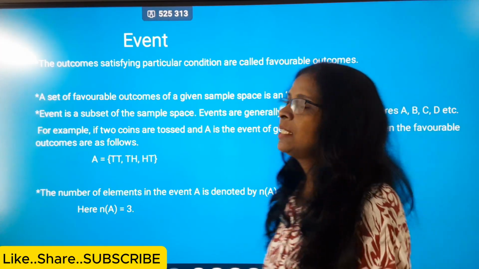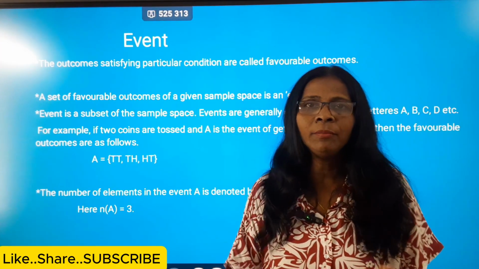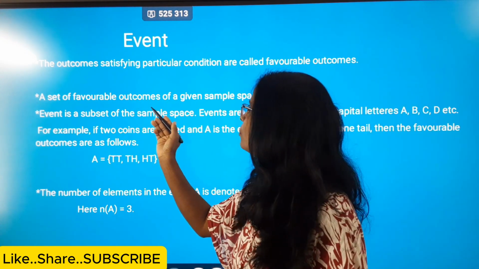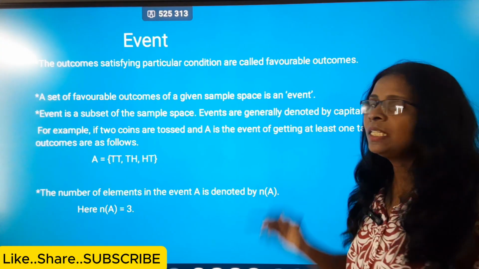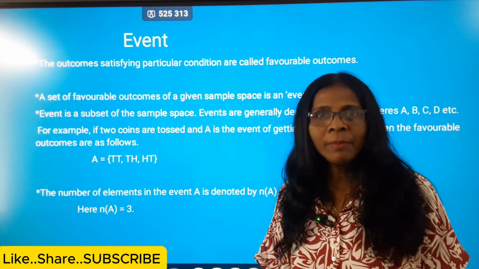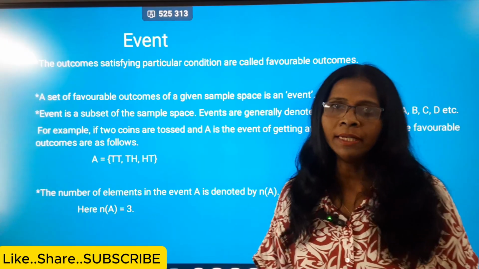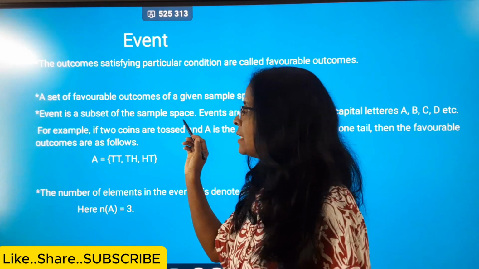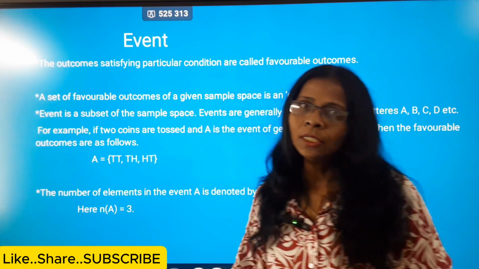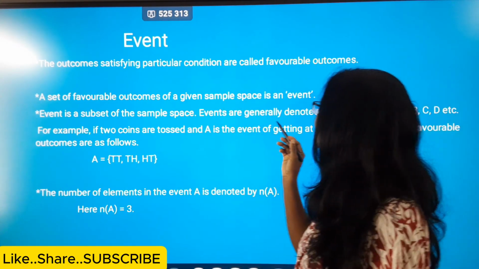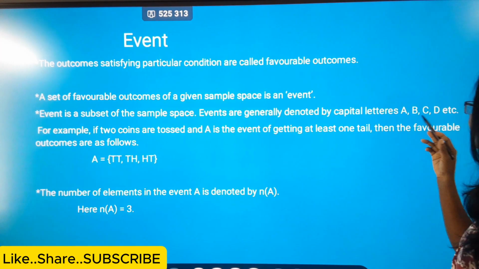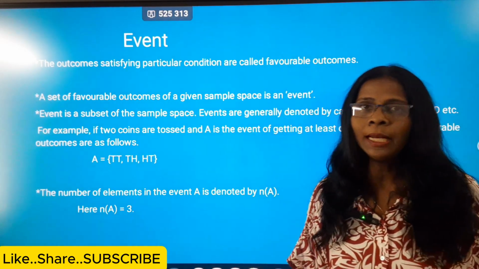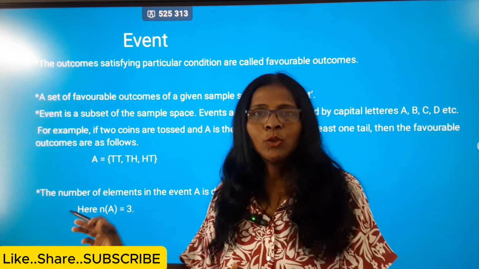If the outcome satisfies a particular condition, then it is a favorable outcome, and a set of the favorable outcomes of a given sample space is an event. Okay, that favorable condition is nothing but the event. So the event is a subset of the sample space, and events are generally denoted by capital letters A, B, C, D, etc., that is, the alphabet from A to Z.